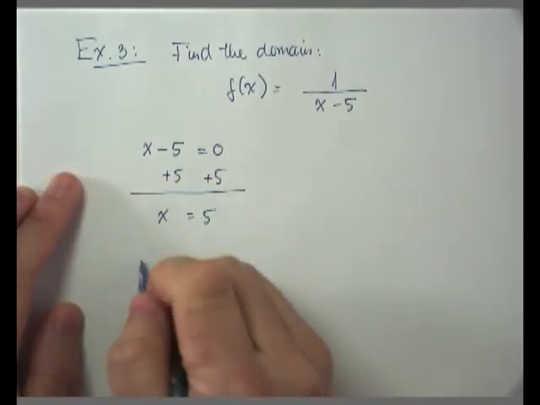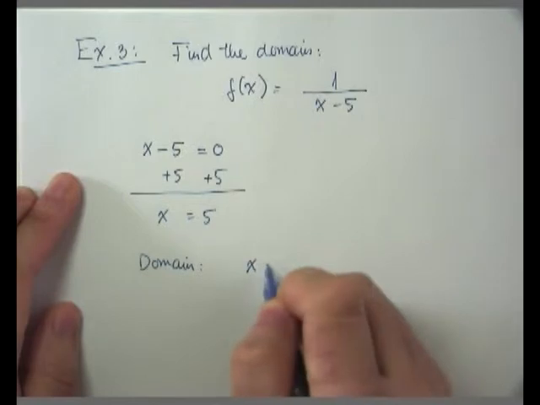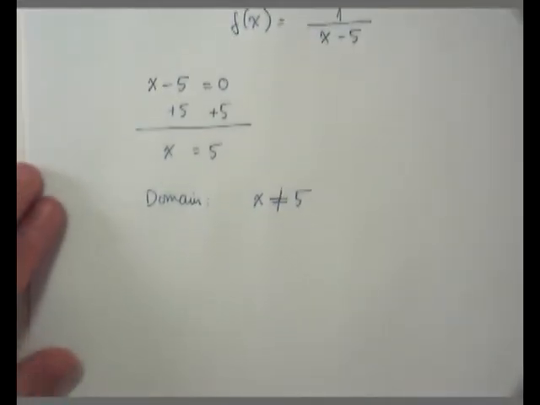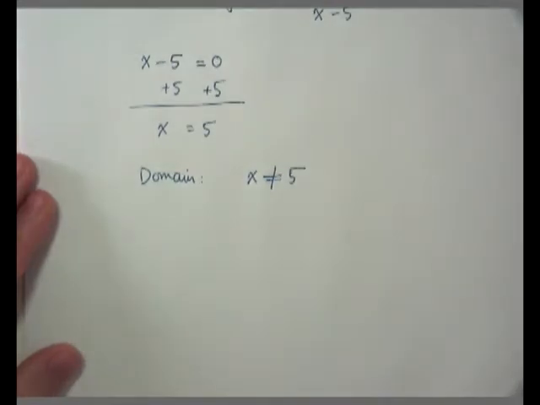So the domain is going to be any x value except 5. Any other x value other than 5. So that's how we find the domain. And now, writing this domain in interval notation.